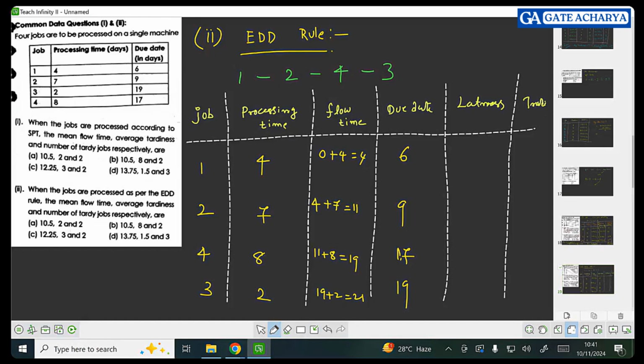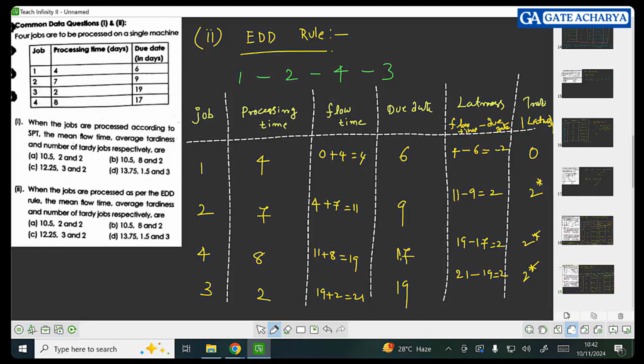Right. Next is flow time minus due date. That is equal to 4 minus 6 is equal to minus 2. 11 minus 9 is equal to 2. Next, 19 minus 17 is equal to 2. And then 21 minus 19 is equal to 2 again. Right. Now here, lateness means flow time minus due date. All right, guys. Now tardiness, positive lateness, modulus of this one, right? It is 0 and 2, 2 and 2. So 3 jobs are the tardy jobs, right?